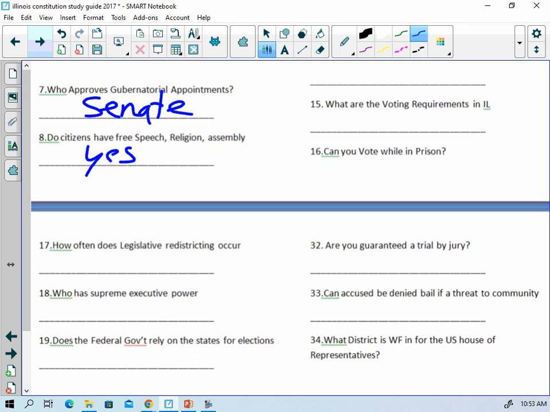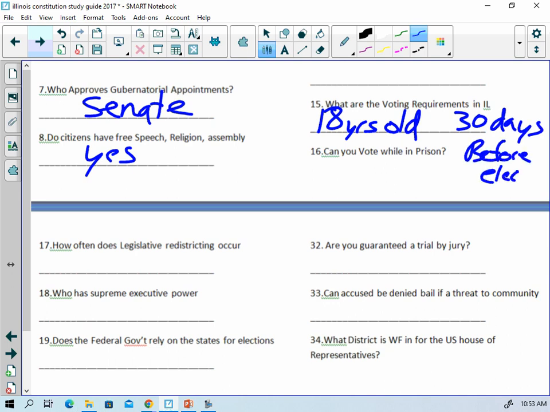What are the voting requirements in Illinois? There are 2 qualifications. First is age. How old? 18. And there's a residency requirement. In Illinois, that's not stipulated, but you have to live there for 30 days before the election. Can you vote while in prison?